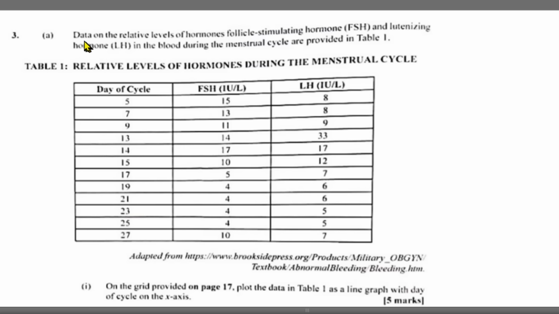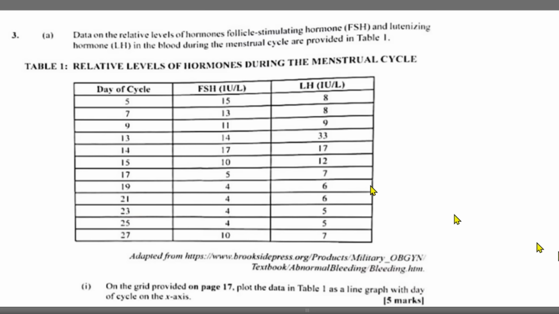Question 3. Data on the relative levels of hormones, FSH or follicle stimulating hormone, and LH, luteinizing hormone, in the blood during the menstrual cycle are provided in table 1. Here you can see the table. Here we have different days of the menstrual cycle, and it goes up from day 5 to day 27. And here we have the concentrations of the hormones FSH and LH.